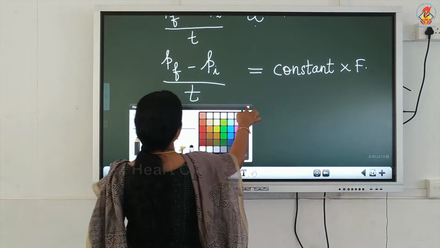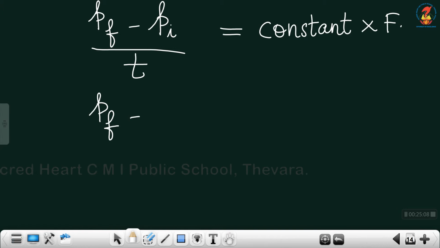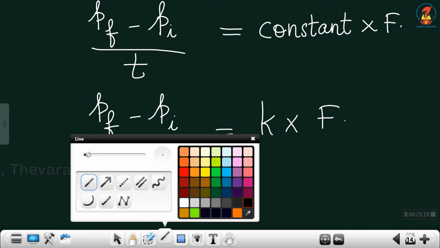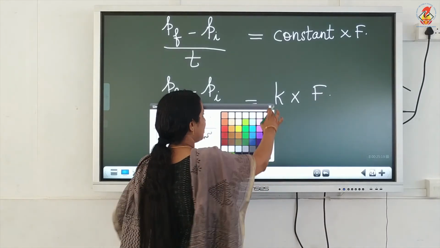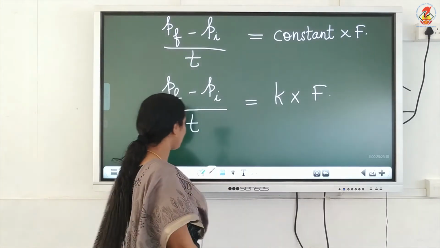Let this constant be K. That is, Pf minus Pi by t is equal to K into F.